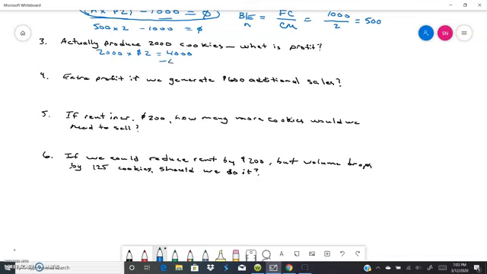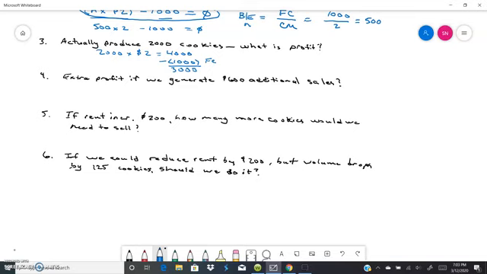minus our rent of 1,000, because that doesn't change no matter how many cookies we make. And so we would be making a profit of $3,000. So here again, we use contribution margin to quantify the total amount of profit that we make on each cookie, and then subtract from that any fixed costs that we might have that do not change as a result of volume. So our profit would be $3,000.